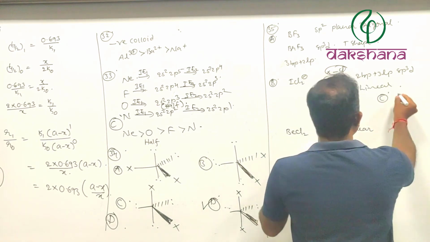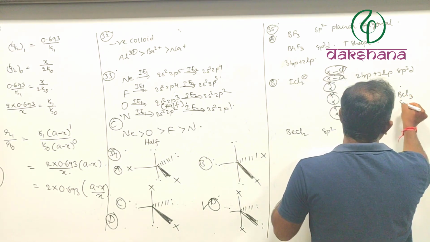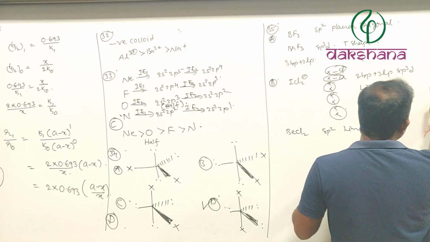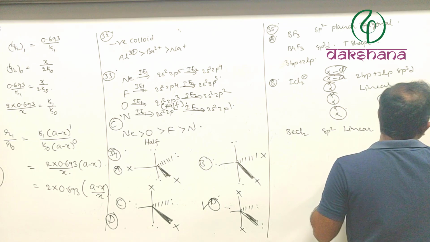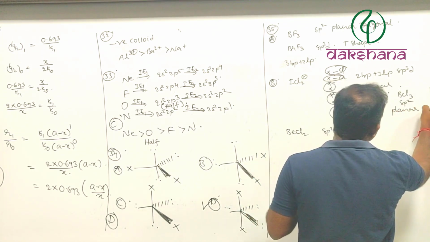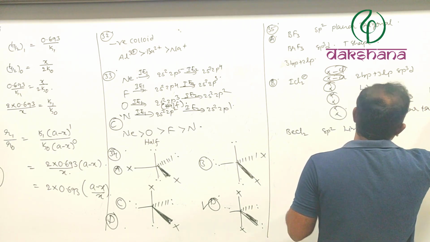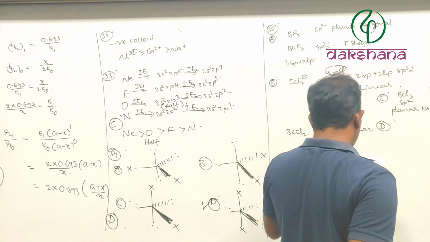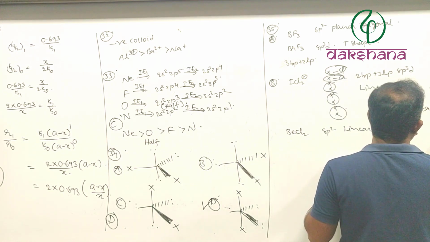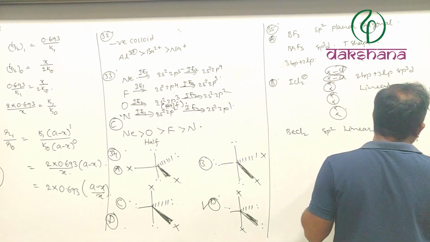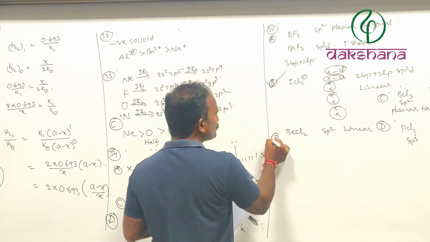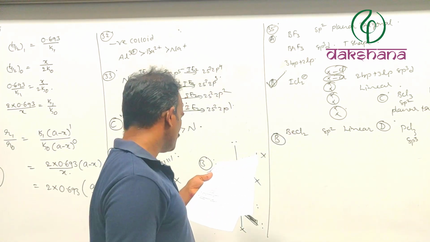When it comes to C, this is BCl3, sp2 hybridization, planar trigonal, and PCl3, this is going to be sp3 hybridization, pyramidal. This is planar trigonal. Coming to option D, this will be PCl3 and NCl3. Both will have sp3 hybridization, both will have pyramidal shape. So hence the option is B. Option B is true. Next.